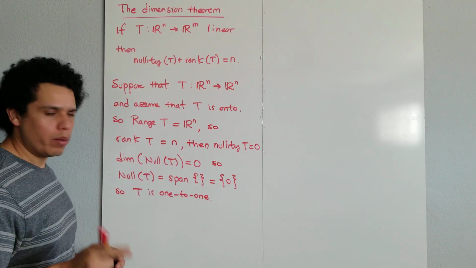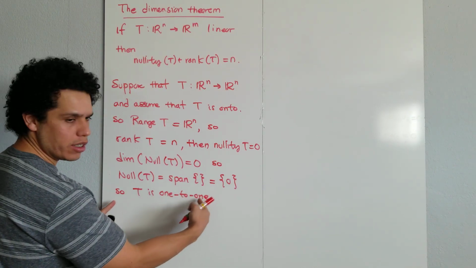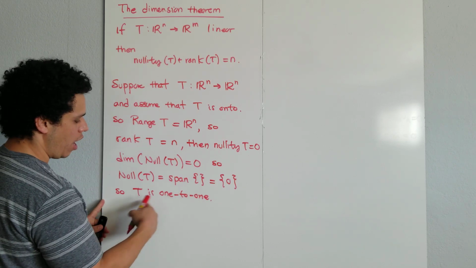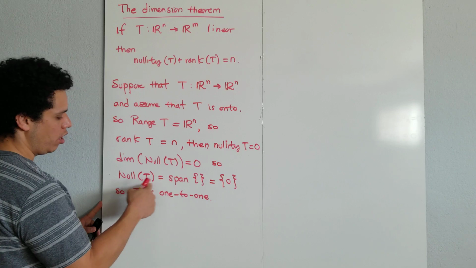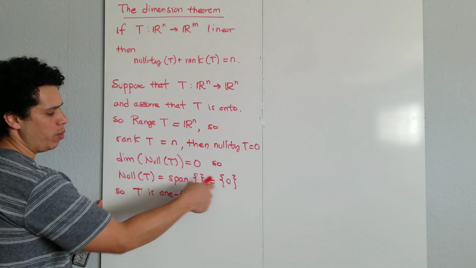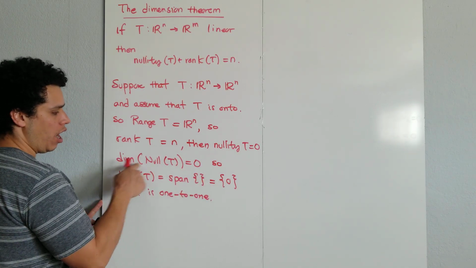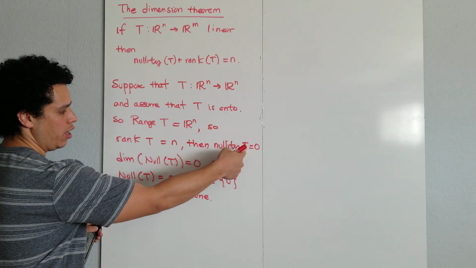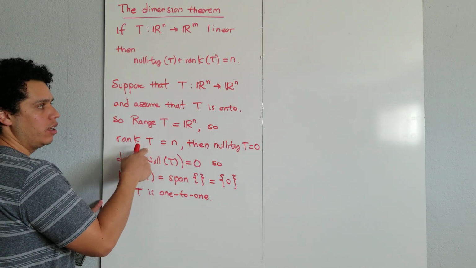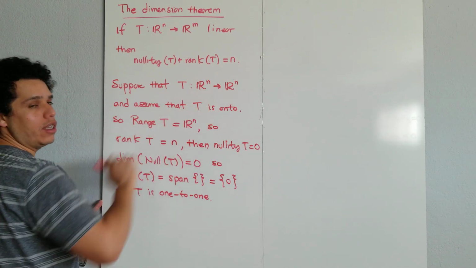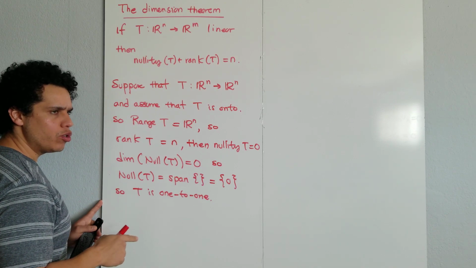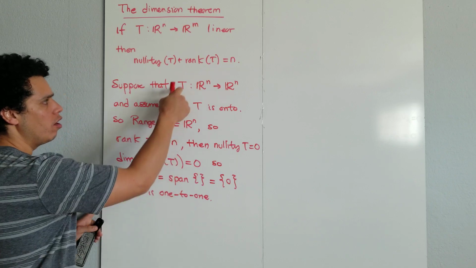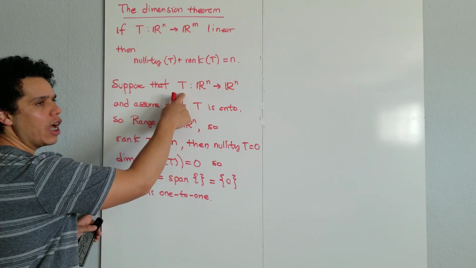Now, something we have to note is that this argument works in reverse. I can start with a linear function that is 1-to-1. I will get as a consequence that the null space is exactly this. I will use this, then I will obtain that, and finally demonstrate that T is onto. So being onto and being 1-to-1 for linear transformations of this type is the same thing.